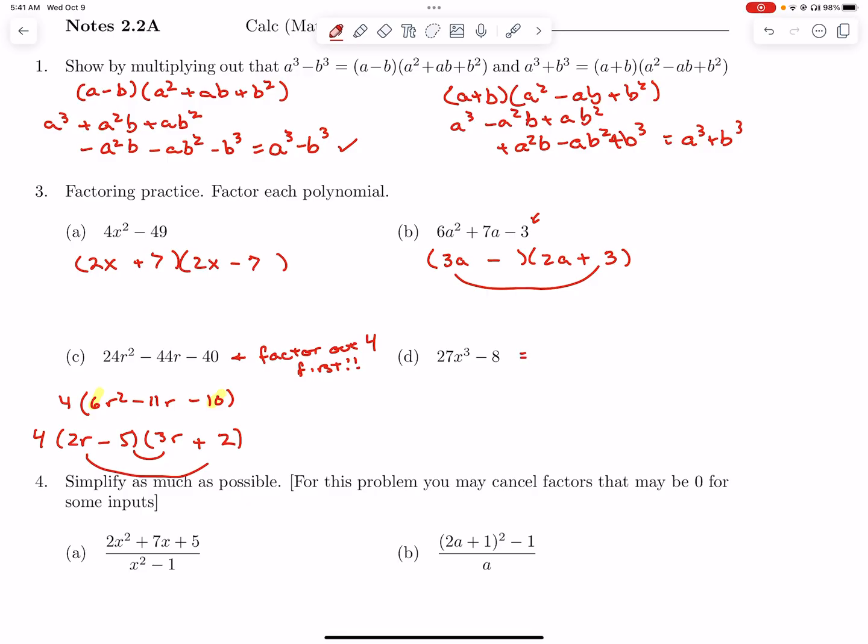So notice this is a difference of cubes. It's 3x cubed minus 2 cubed. So I'm gonna write down my formula first: a cubed minus b cubed. We just proved that that was a minus b, a squared plus, there's only one minus sign to go around. I'll write ab rather than ba. Okay, so we've figured out that a, not a cubed, but a, is 3x, and then b is going to be 2.